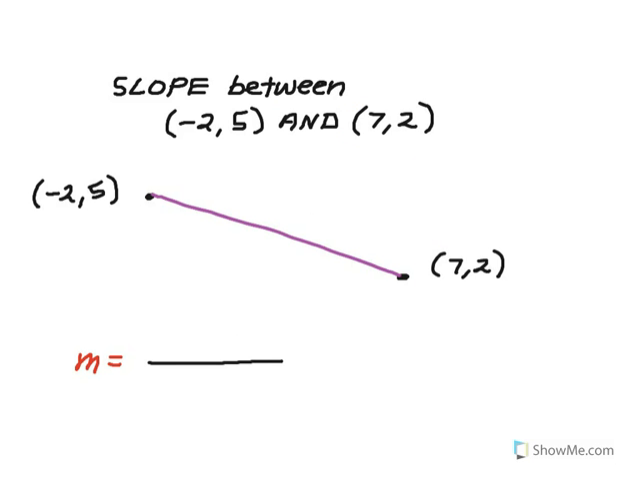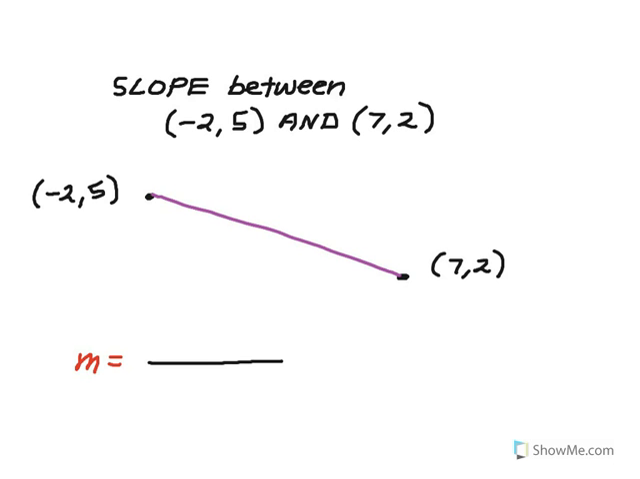So let's say we wanted to find the slope between the 2 points negative 2, 5 and positive 7, 2. So we can see, if we just make a quick sketch of this, that this is a downhill line that falls from left to right. Therefore, the slope is going to be negative.